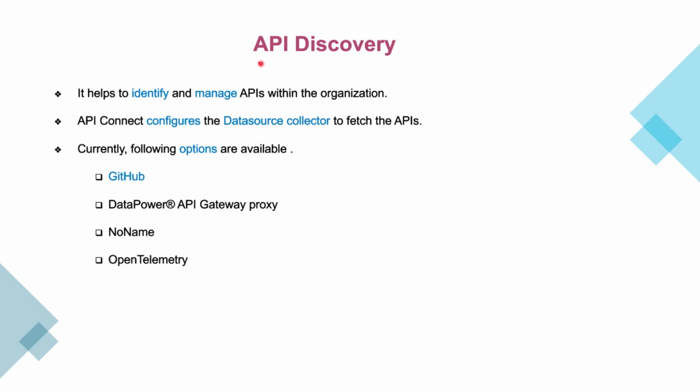Now let's understand what is API discovery in IBM API Connect. Once you configure the API discovery, it helps to identify and manage the APIs within the organization. API Connect configures the data source collector to fetch the APIs. Currently, these are the options available: GitHub, DataPower API Gateway, Proxy, NoName, and OpenTelemetry. We will work on GitHub configuration.